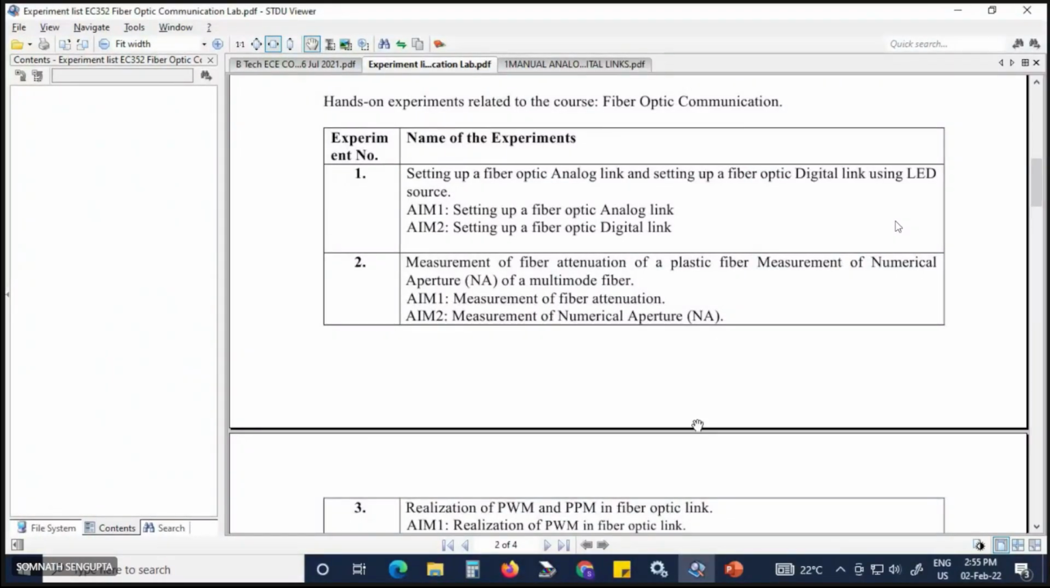So almost all the basic topics or basic concepts I have discussed in the previous class. So today I will explain briefly about the experiments. So first experiment is setting up fiber optic analog link and setting up of fiber optic digital link.